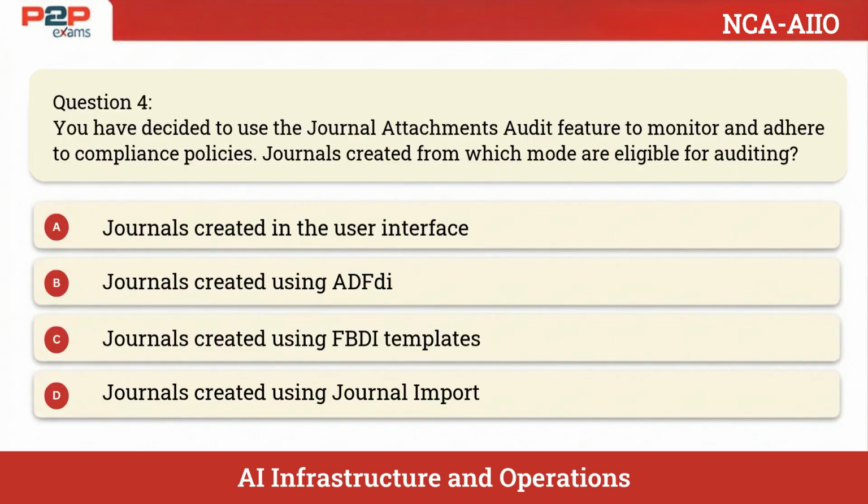Question 4. You have decided to use the Journal Attachments Audit feature to monitor and adhere to compliance policies. Journals created from which mode are eligible for auditing? A. Journals created in the user interface. B. Journals created using ADFDI. C. Journals created using FBDI templates. D. Journals created using journal import. Pause for a few seconds and consider your answer.